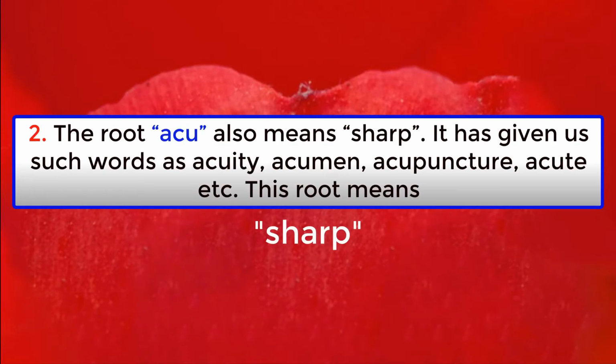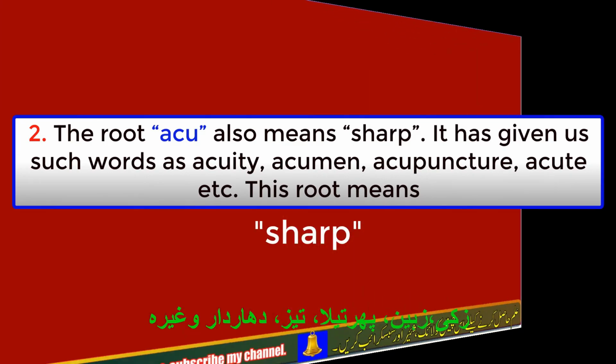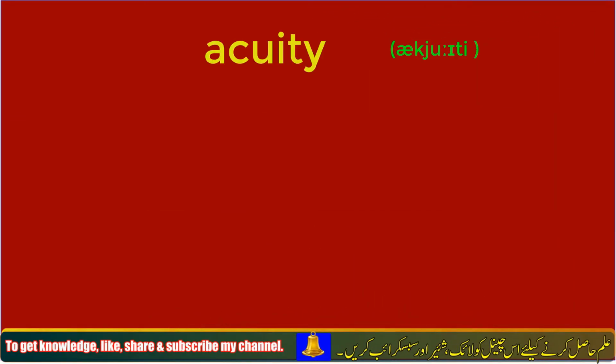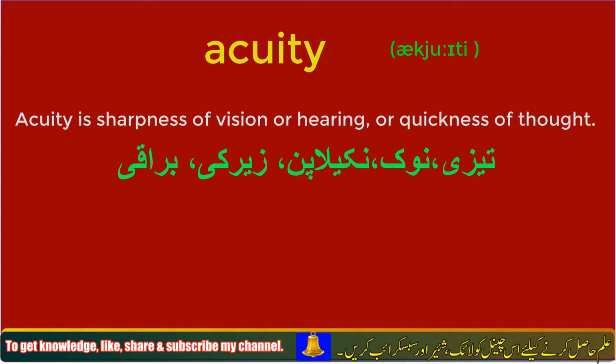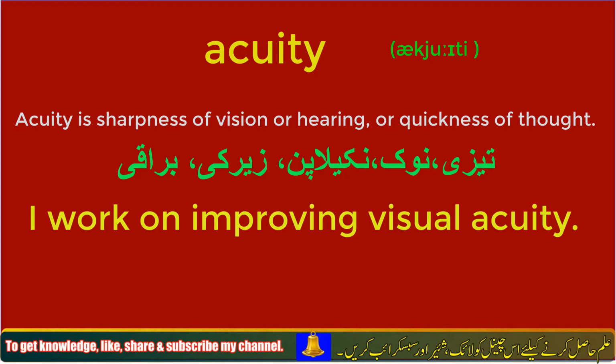2. The root acu also means sharp. It has given us such words as acuity, acumen, acupuncture, acute etc. This root means sharp. Acuity. Acuity is sharpness of vision or hearing, or quickness of thought. I work on improving visual acuity.